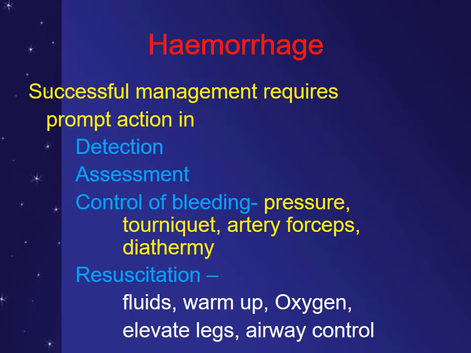So apply pressure on the bleeding area, or apply a tourniquet, or try to localize the artery or vein which is bleeding and catch that bleeding artery with an artery forceps and control bleeding, or diathermize or coagulate the bleeding vessels. And we need to resuscitate the patient immediately by giving intravenous fluids, or if necessary blood, warming up the patient a little, giving oxygen, elevating the legs of the patient, trying to force stagnating blood in legs to the main circulation, and controlling airway while giving oxygen.